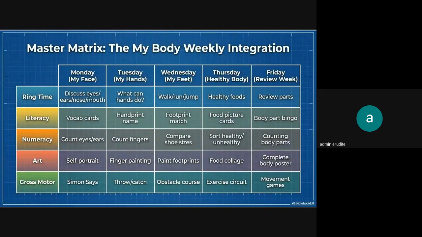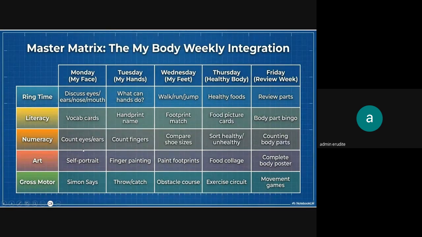Okay, so this is just a matrix. This is just to explain to you if we do my body for a week. On Monday we will be looking at discussing the eyes, the nose, and the mouth with circle time or ring time. Then on literacy, we will look at our vocab cards. If it's a smaller age, you can use visual cards, maybe an image of a nose, an eye, a mouth. So it all depends on your age group.